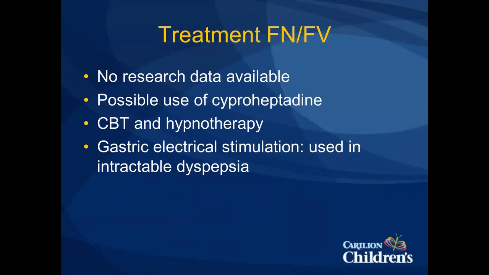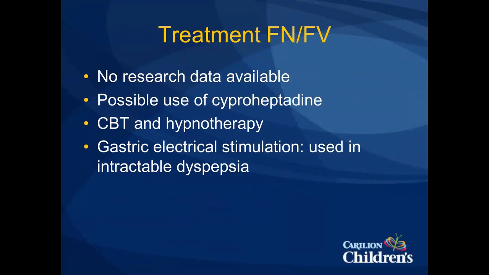For the treatment of functional nausea and vomiting, there's no research data, because it was only established recently, in the last three years. But extrapolated from other functional conditions, behavioral therapy and hypnotherapy help. The hypnotherapy comes from studies in children with chemotherapy, who get help with hypnotherapy before the actual chemotherapy and during chemotherapy.